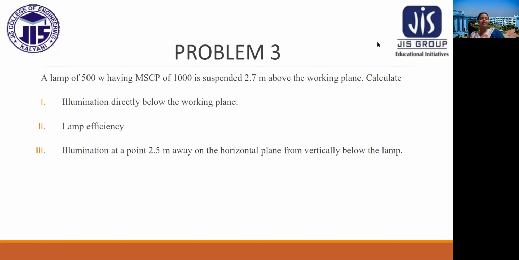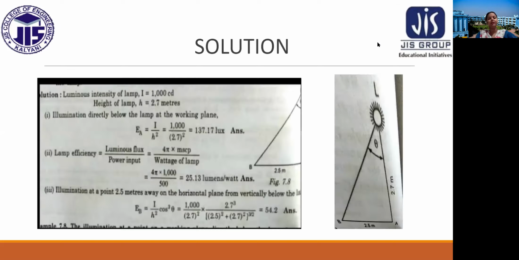So here, this is a problem which directly covers the laws of illumination. Here you have to apply Lambert's cosine law. Here you have to apply the inverse square law, and you have to calculate the illumination. So first, illumination directly below the lamp.